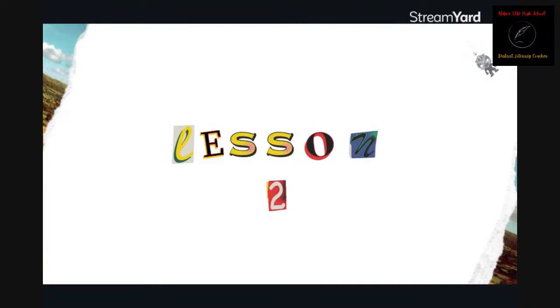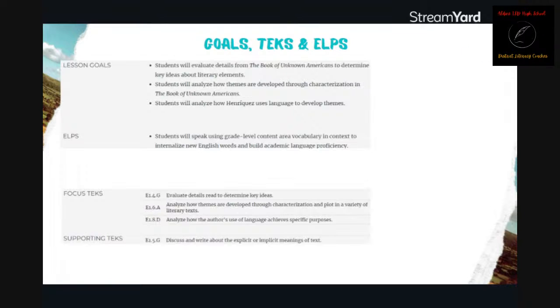Moving on to lesson 2. In this lesson, students will evaluate details from The Book of Unknown Americans to determine key ideas about literary elements. They'll analyze how themes are developed through characterization in The Book of Unknown Americans, as well as analyze how Enriquez uses language to develop themes.